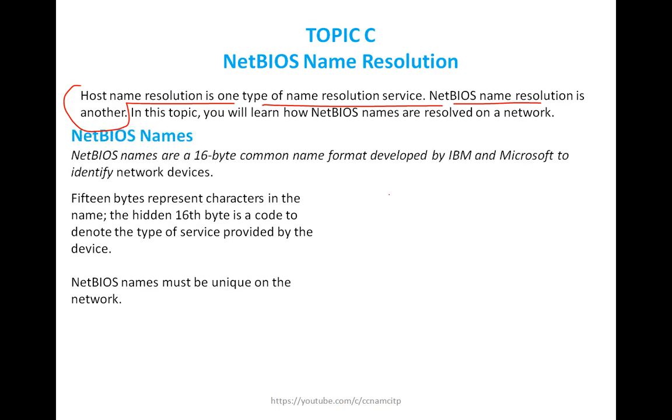So if we talk about NetBIOS, first of all, what is NetBIOS? NetBIOS names are a 16 byte common name format developed by IBM and Microsoft to identify network devices. So it was developed earlier, you can say. 15 bytes represent characters in the name. The hidden 16th byte is the code to denote the type of device, the type of service provided by the device.